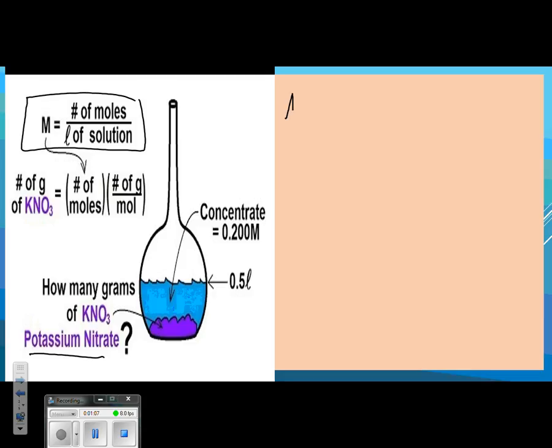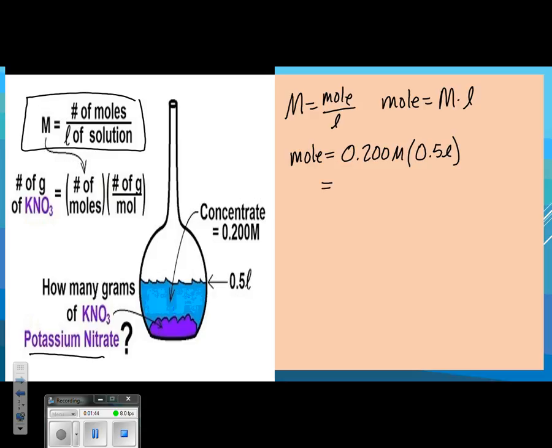So I know molarity is equal to moles over liters, right? Moles of solute over liters of solution. I have molarity and I've got liters. So if I rearrange this equation, moles are equal to molarity times liters. Everybody okay with that? Now I can just plug in. I want to figure out moles. I'm going to go molarity 0.200 molar times liters, 0.5 liters.